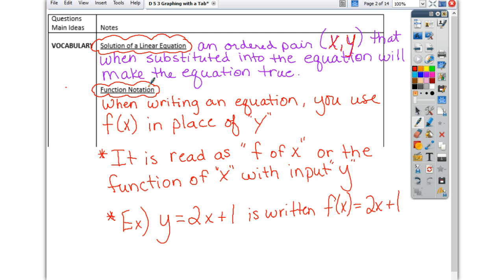When writing an equation, you use f of x in place of y. And how do we say this? Right here, I would just say it out loud. It is read as f of x, or the function of x with input y. So for the example, instead of y equals 2x plus 1, we can put f of x equals 2x plus 1.